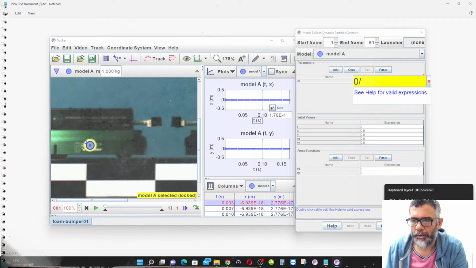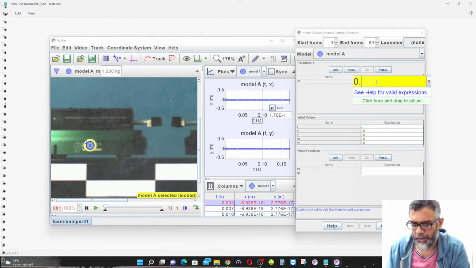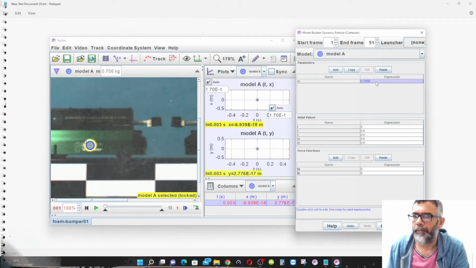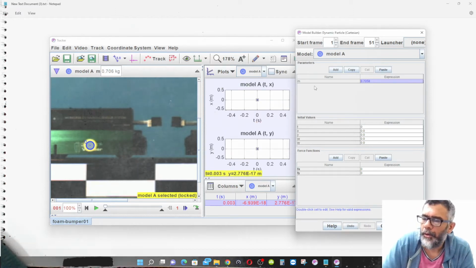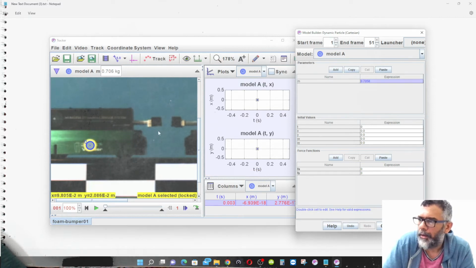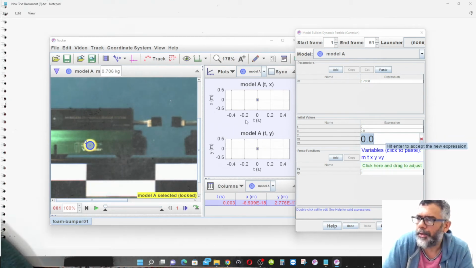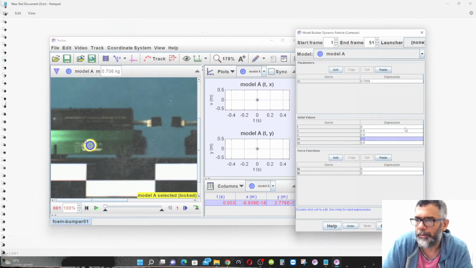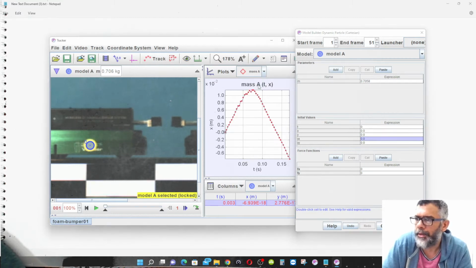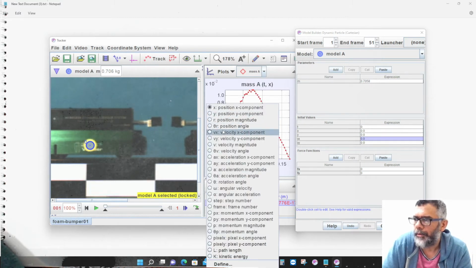Okay, something wrong. All right, 0.758. And of course, they're going to parameters. And the first thing is that since initially the card starts with a constant velocity, let's pick a velocity for that. For this, let me first go to mass A and then switch to Vx.